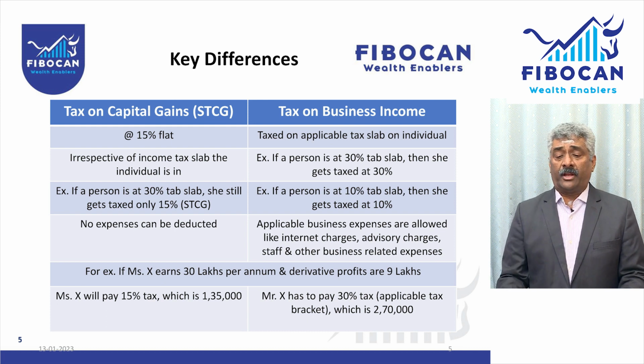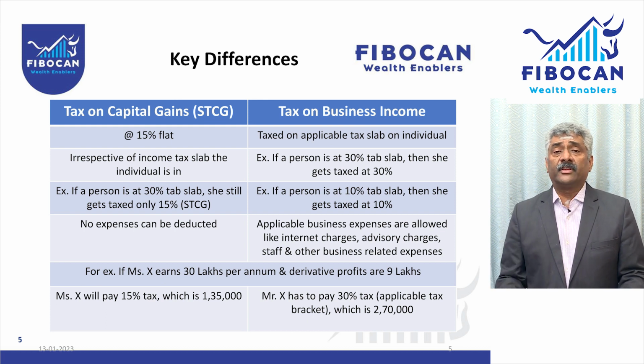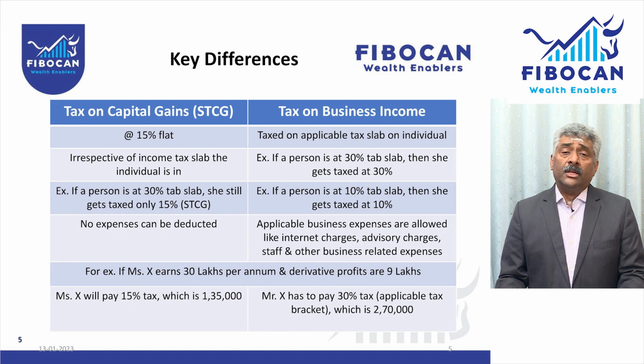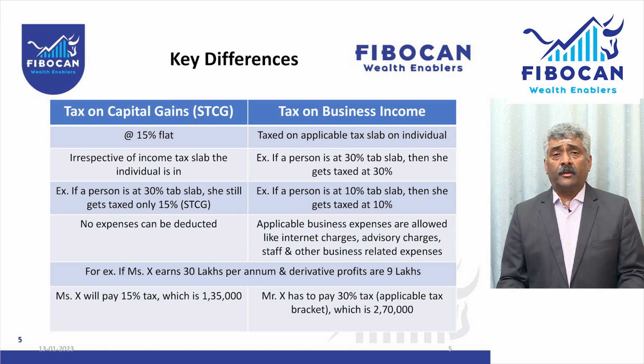When we see that example, I explain that. Again, I give the example. If a person is at the 30% tax slab, then she gets taxed at 30% if the derivatives income or profit is shown as business income, whereas if it is shown as short-term capital gains, it is taxed at 15% flat. So you see the difference. Then applicable allowances are allowed, like internet charges, advisory charges, staff and other business-related expenses, because it is a business expense. So let's take an example.